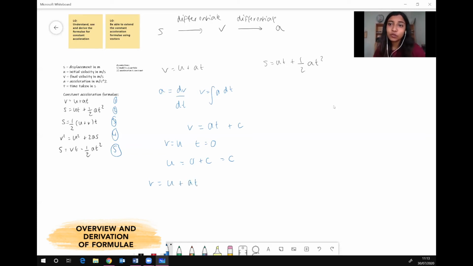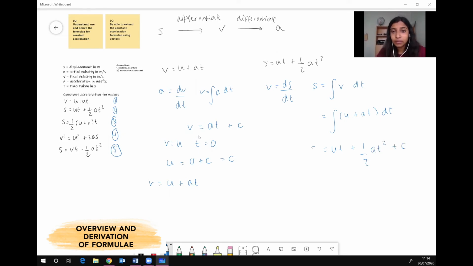Now if we move on to our second equation to derive, we want to use the information that we just derived for this one. If you remember, velocity is the differential of displacement. So displacement is just the integral of v with respect to t. Now we just want to plug in the v that we found here. So that will be the integral of (u plus at) dt. If we integrate this, we get ut plus, raising t to the power of 2, a half at squared plus c.